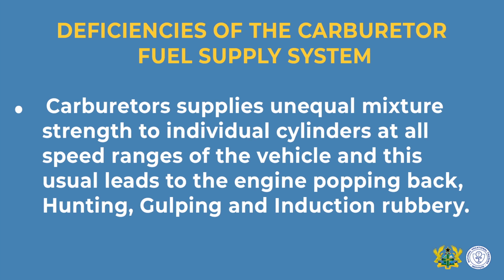It had a problem of popping back, which we call fire back at the carburetor. Then you also have a problem of hunting. It means some of the cylinders will receive lean mixture. Therefore, the engine will be galloping. It will not run smoothly. And it also has induction robbery, because unequal mixture strength is supplied to the individual cylinders.